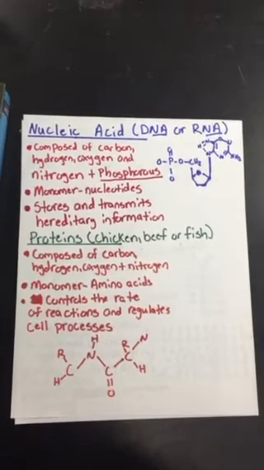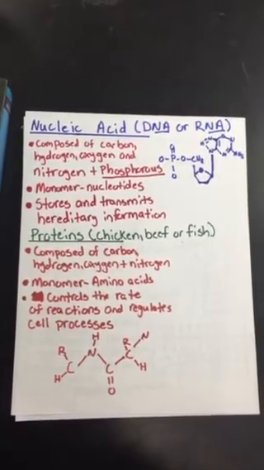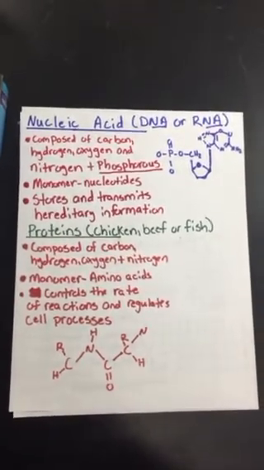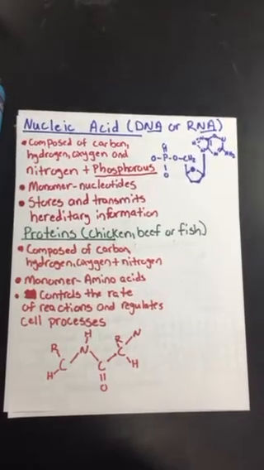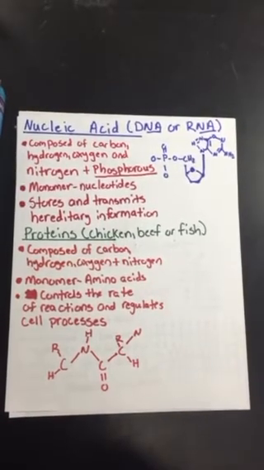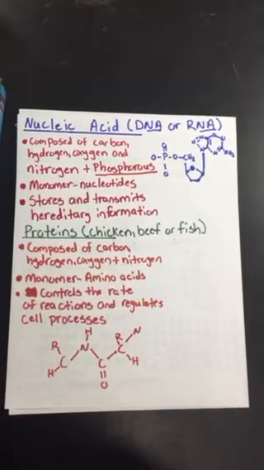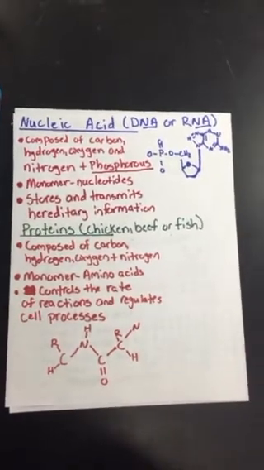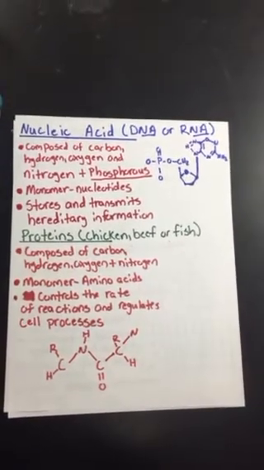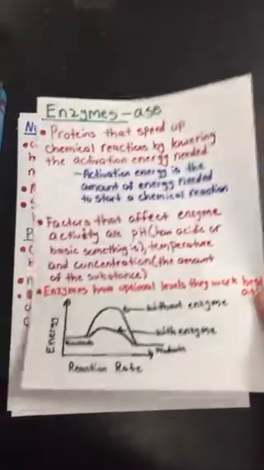Proteins, examples: chicken, beef, or fish, any type of meat, anything like that. Remember, proteins are composed of carbon, hydrogen, oxygen, nitrogen. Its monomer is amino acids, and it controls the rate of reactions and regulates cell processes. And we're actually going to get a little bit more into proteins with the enzymes here.